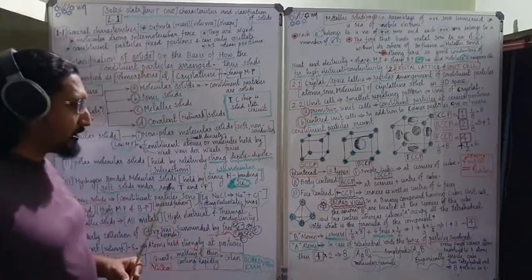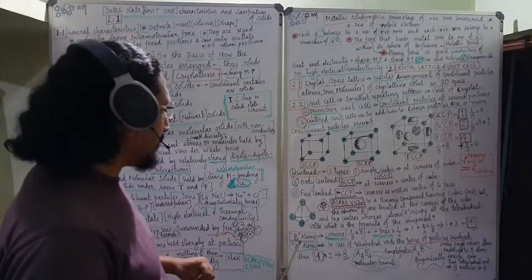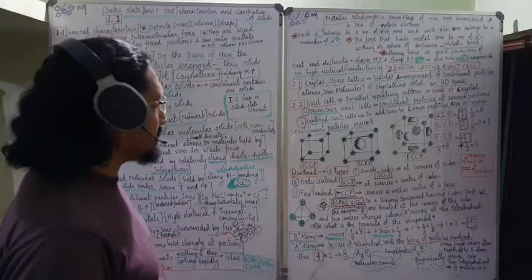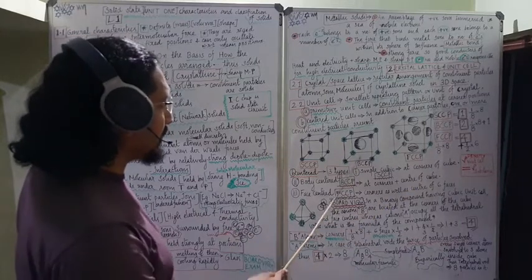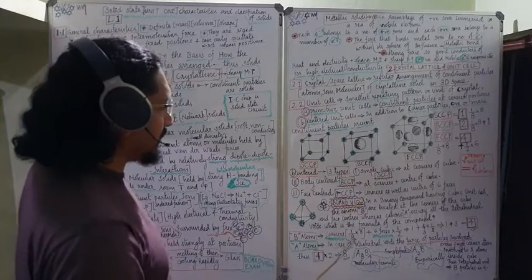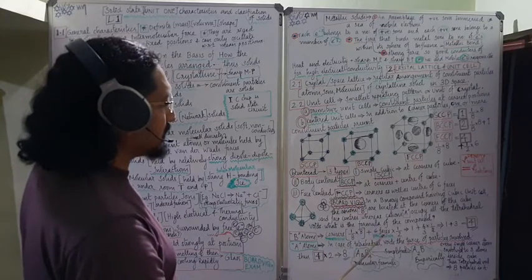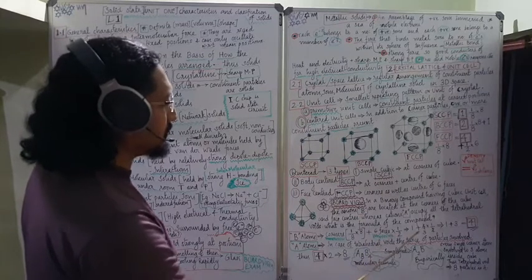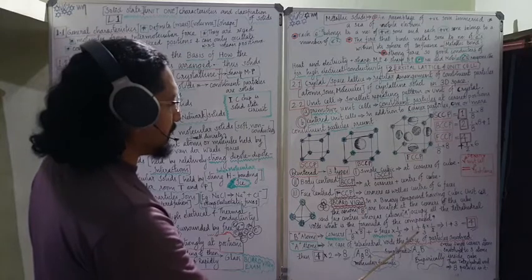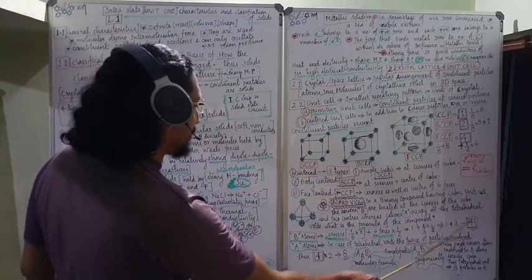When this question comes, first, how many B atoms are there? At the corners, 1 by 8 of B is involved at each corner, so 1 by 8 into 8, as 8 such corners are there. Plus at the 6 faces, half of B is involved at each face. So the B particles number 4.